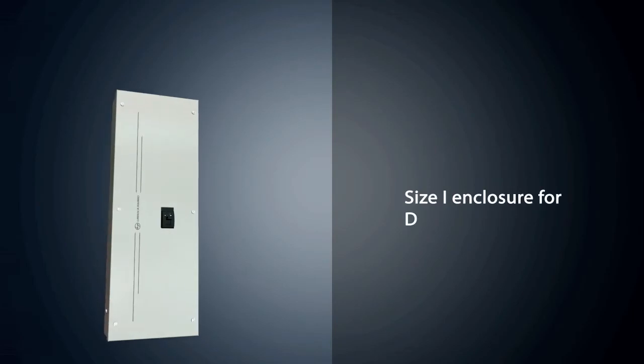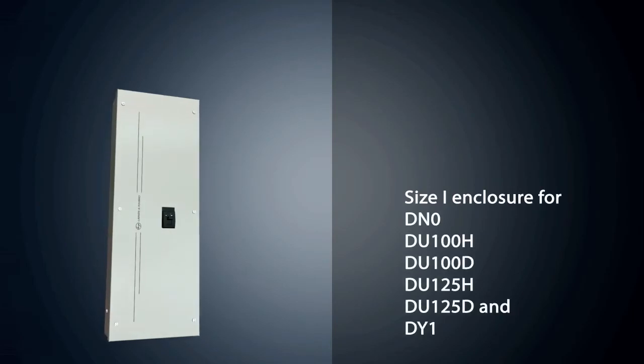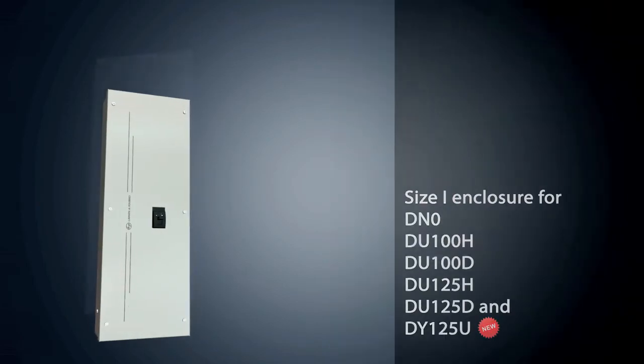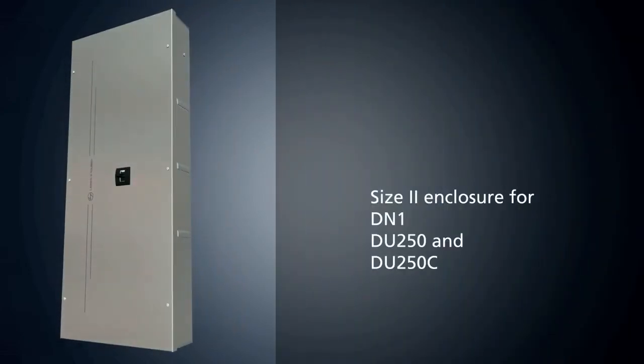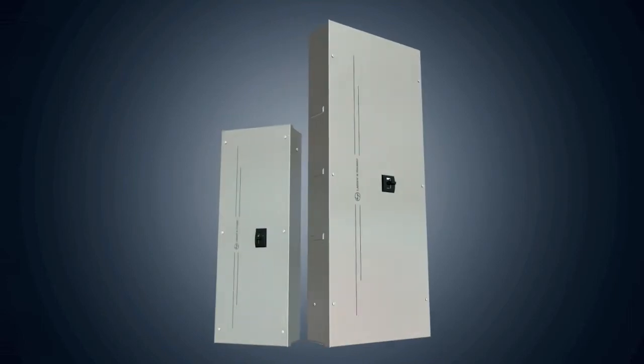Size 1 is suitable for up to 125 amperes for following models of MCCB. Size 2 caters to the requirement of 160 amperes to 250 amperes for the following models. Both enclosures offer a host of user-friendly features.